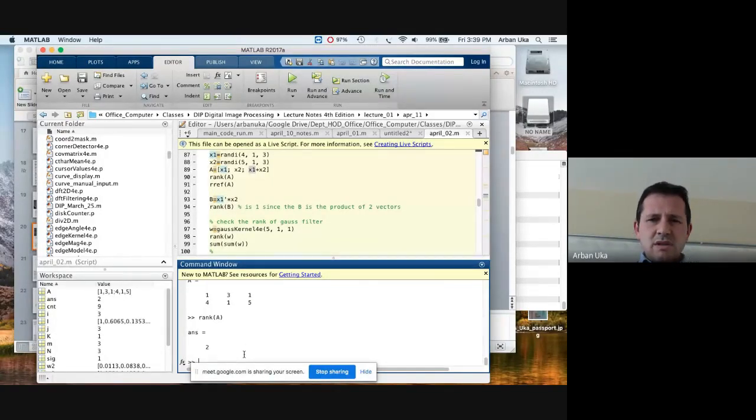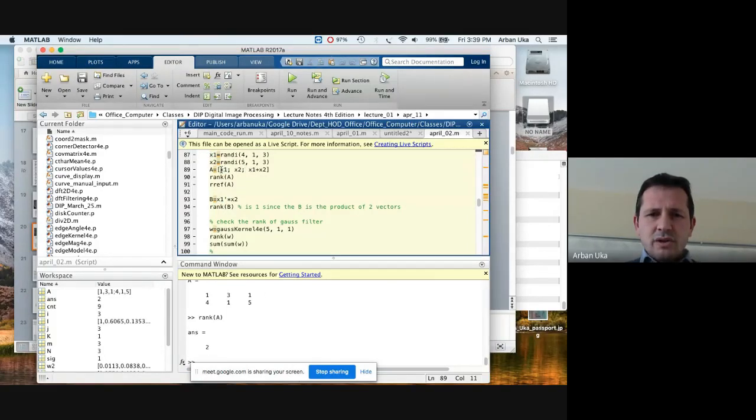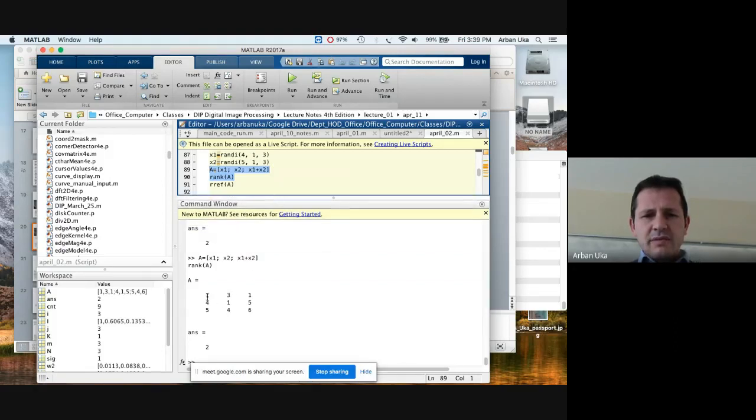Now, we can also define A, which in the first row has vector x1, in the second row has vector x2, and in the third row has vector x1 plus x2. Now the matrix A is 3 by 3. We have the first row, the second row, the vectors that were randomly generated, and the third row is the summation of the first two. So we have 1 plus 4, 5, 3 plus 1, 4, 1 plus 5, 6, and so on. But since the third row is linearly dependent on the first two, the rank of the matrix is, sorry, 2 in this case.